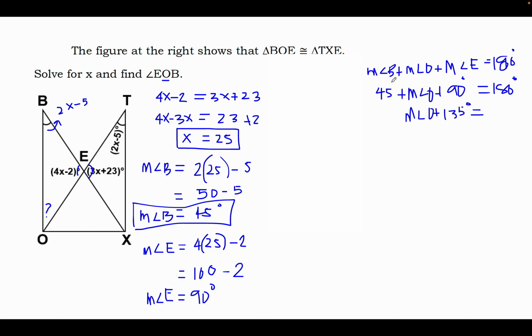Sa measure of angle E po, sir, 98 po dapat natin, sir. 98, tama? Oh, I'm sorry again. Di ko na-subtract pala, no? Okay, thank you. Hindi pala tama yung ginawa natin earlier. So dapat 98 to. It's not a right triangle. So, this is 98 degrees.